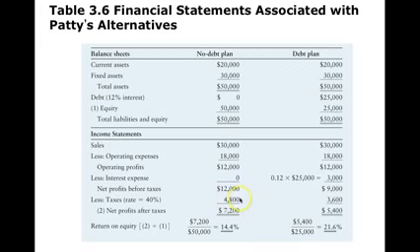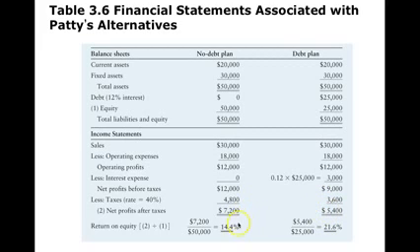So your taxes are higher here because you're not deducting your interest from your income, but your overall net profits are $7,200. For here, you're going to pay less in taxes because your income's lower, because your interest is deductible. So your net profits are also lower, at 5.4.